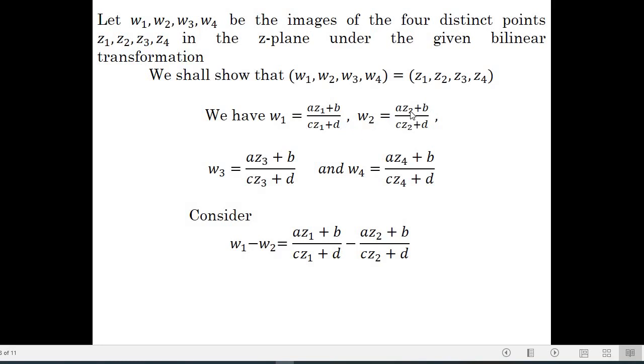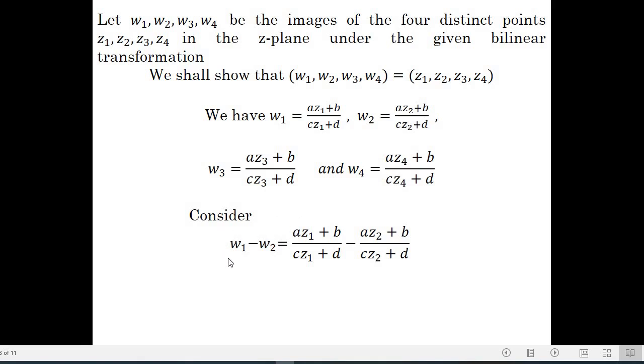And similarly, what is the image of Z2? W2. So we substitute Z equal to Z2, correspondingly W equal to W2 in the bilinear transformation. We get W2 is equal to AZ2 plus B divided by CZ2 plus D. And similarly, W3 is equal to AZ3 plus B divided by CZ3 plus D, and W4 is equal to AZ4 plus B divided by CZ4 plus D.